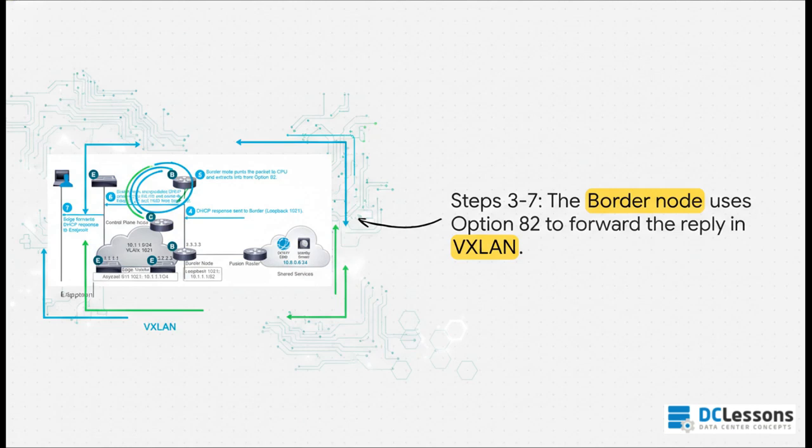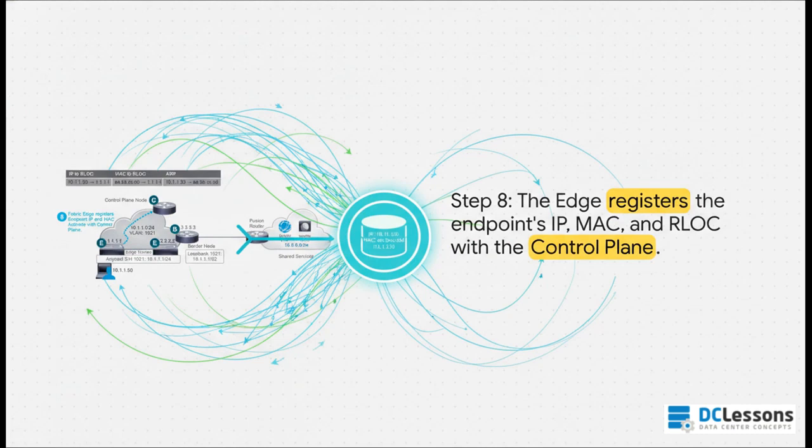It then wraps the DHCP response up in a VXLAN packet and sends it zipping across the network directly to the right edge node, which then gives offer to our endpoint. This last step of onboarding, this is the big one.